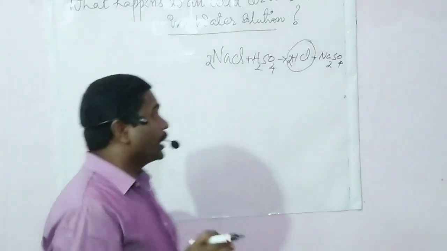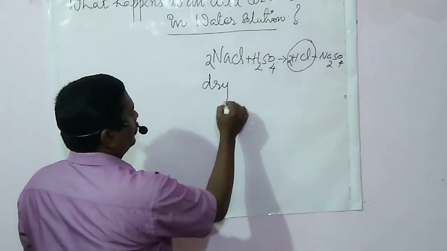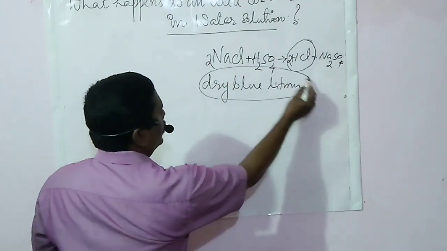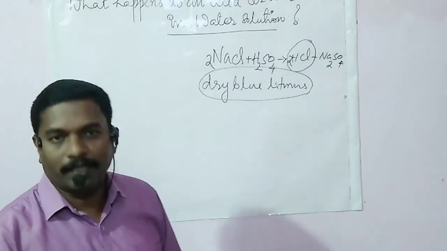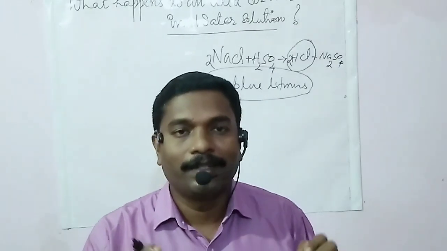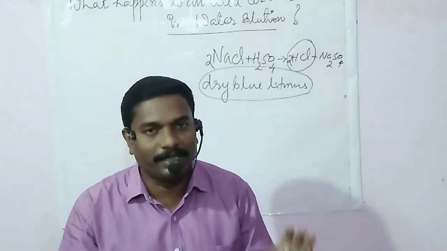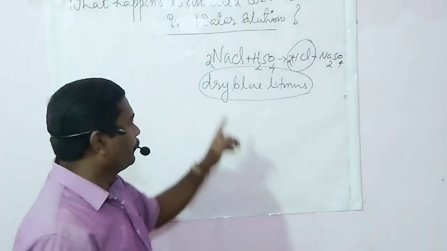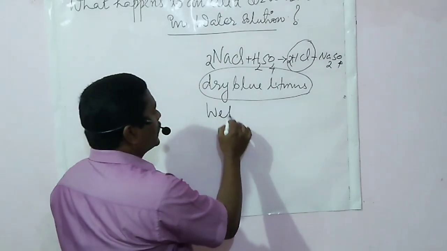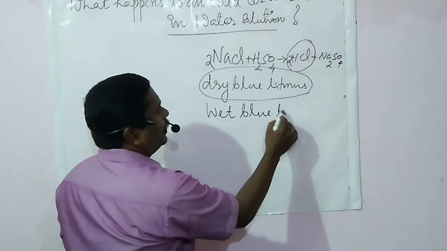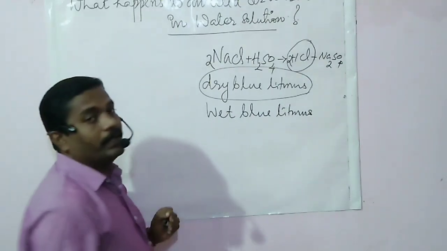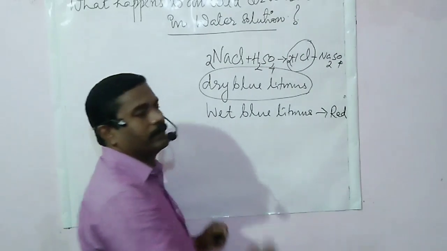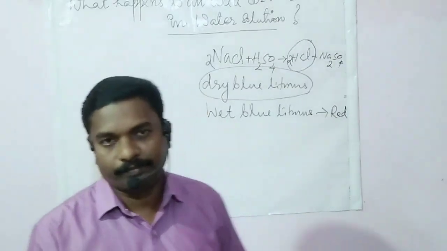By using dry blue litmus paper, nothing happened. That is, HCl gas does not have any acidic property. Whereas, while we use wet blue litmus, what will happen? Yes, it will turn red. Then, let us discuss what's the reason here.